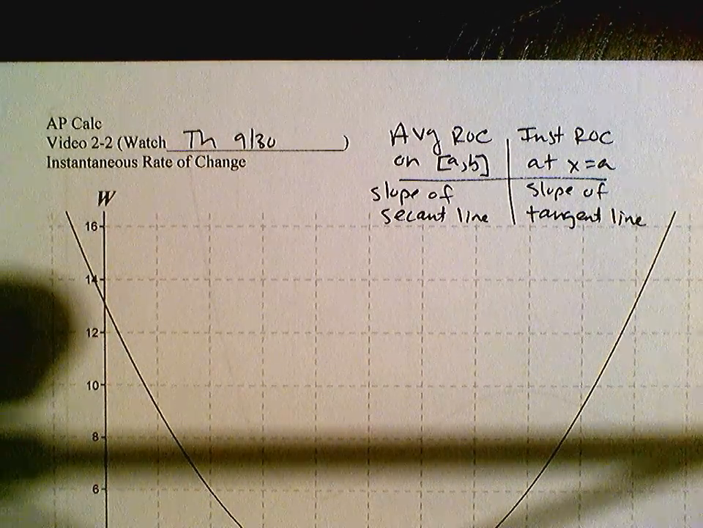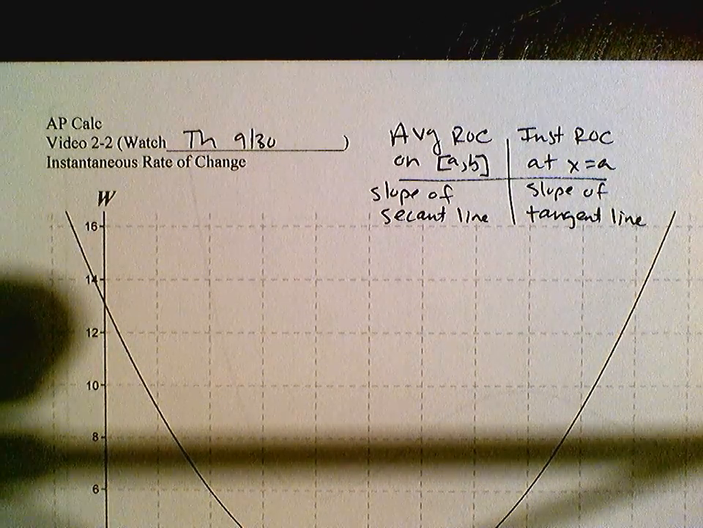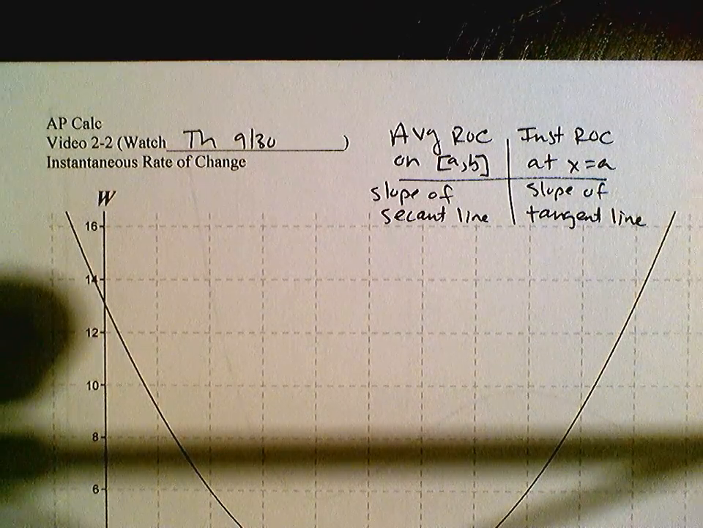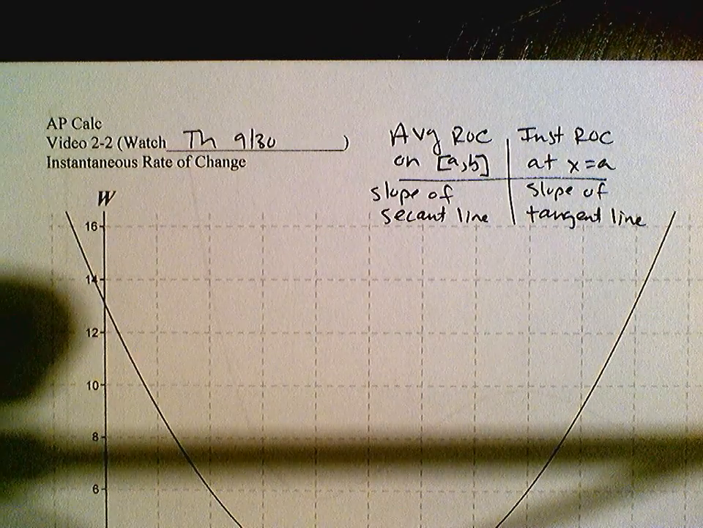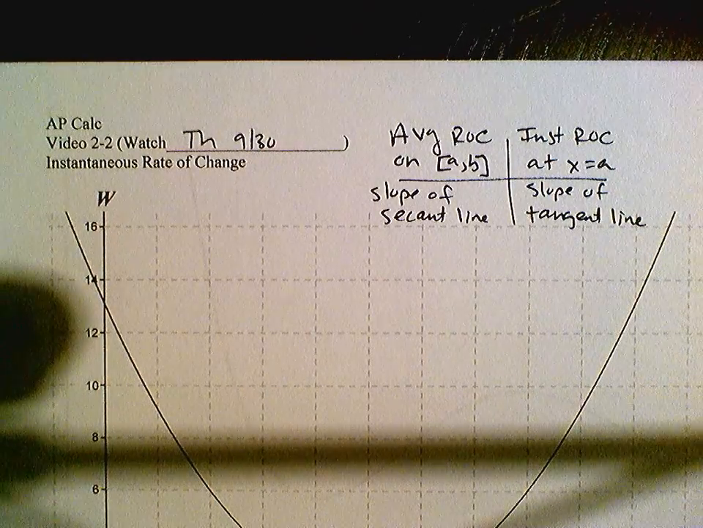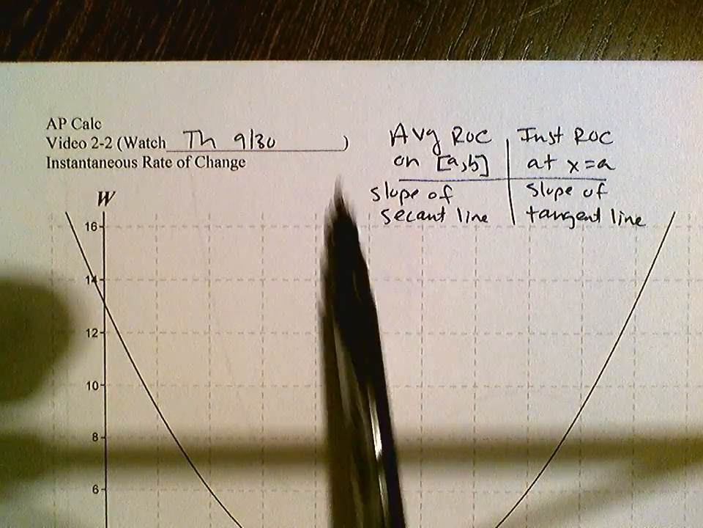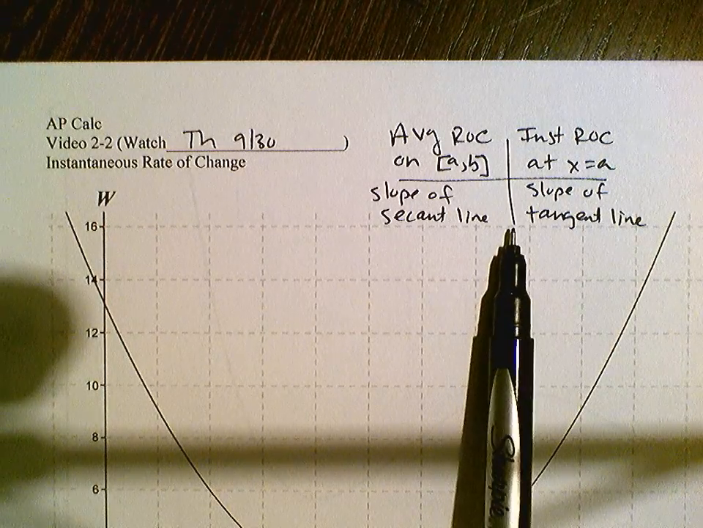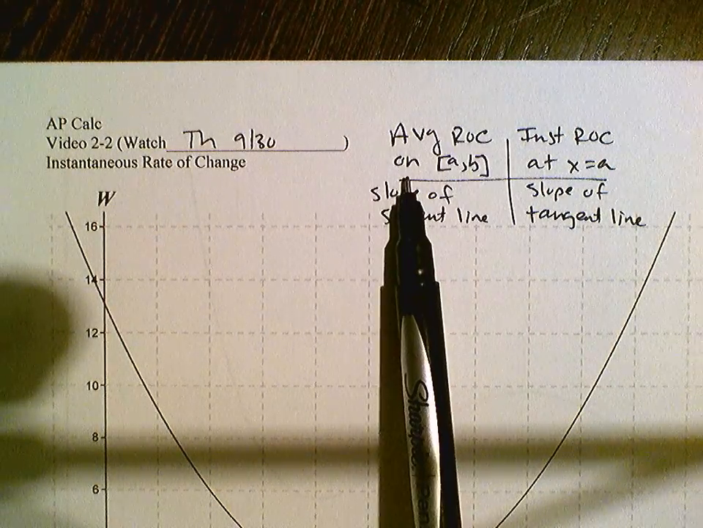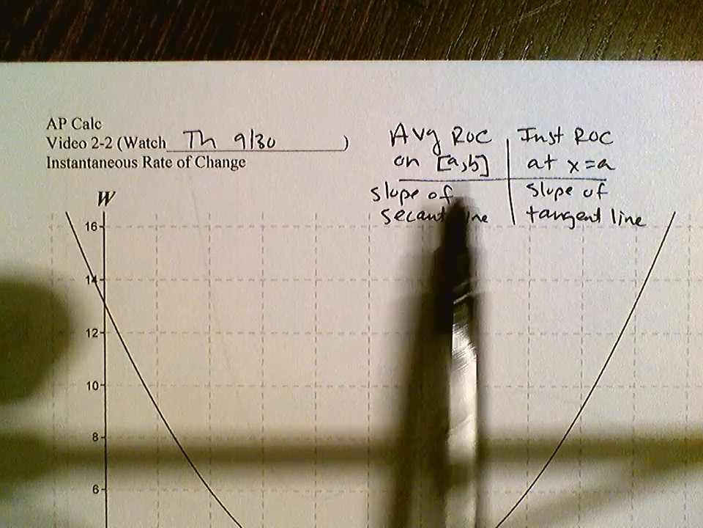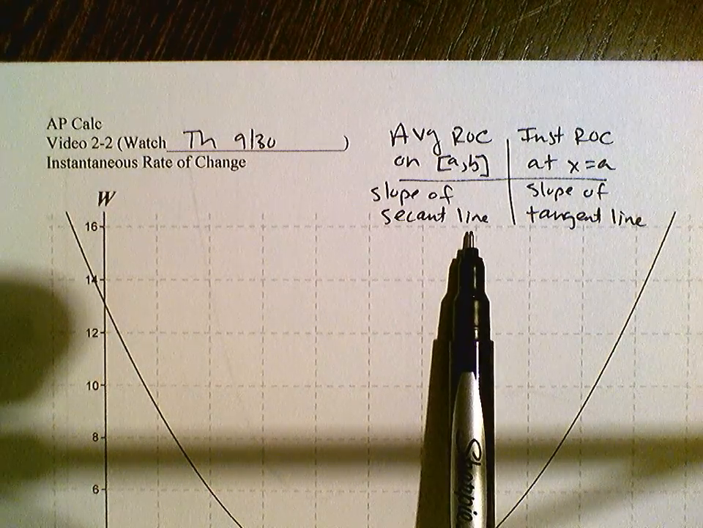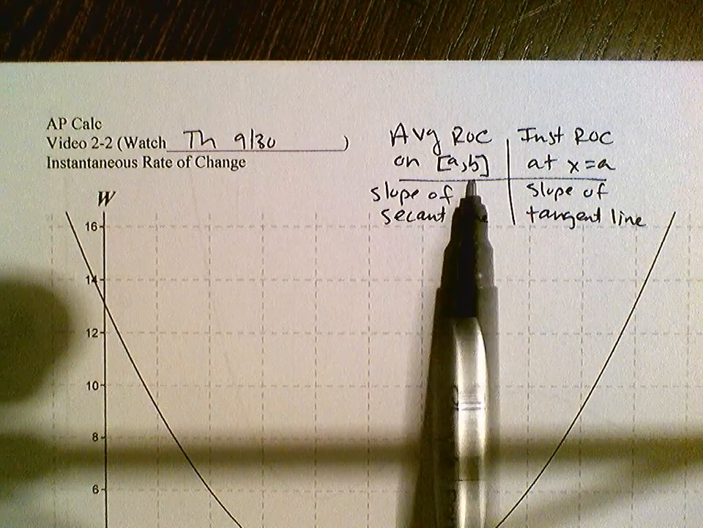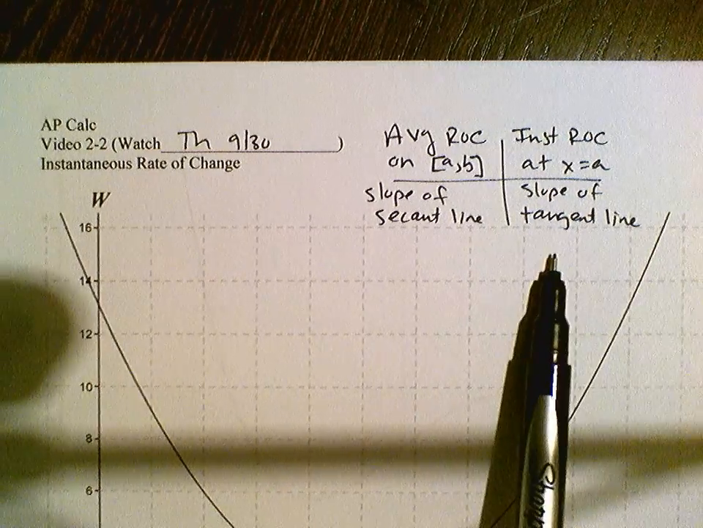Yesterday we talked about average rate of change over an interval. Today we're talking about the instantaneous rate of change at a certain point. So I'd like you to write down first this chart that I have describing the two things and how they're different. Average rate of change on an interval is the slope of the secant line that intersects the graph at the endpoints of the interval.